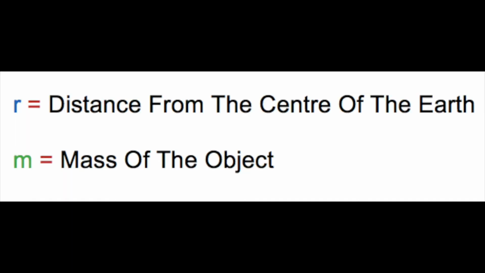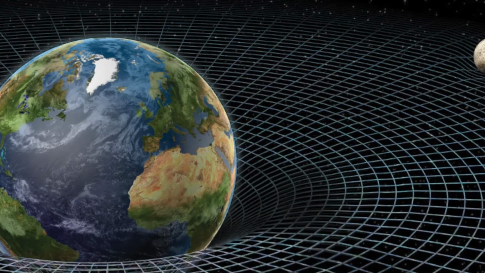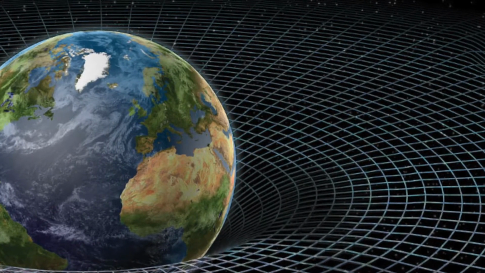So what is? In this formula, the r, which is the distance from the center of our Earth, and m, which is the mass of the object, can change depending on what object has been chosen. So due to the changing distance and mass, these factors are what affect the strength of gravitational forces.